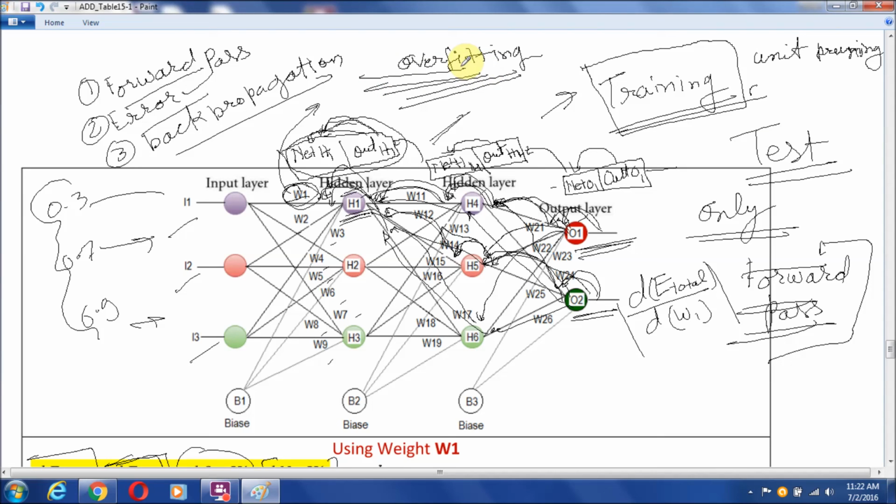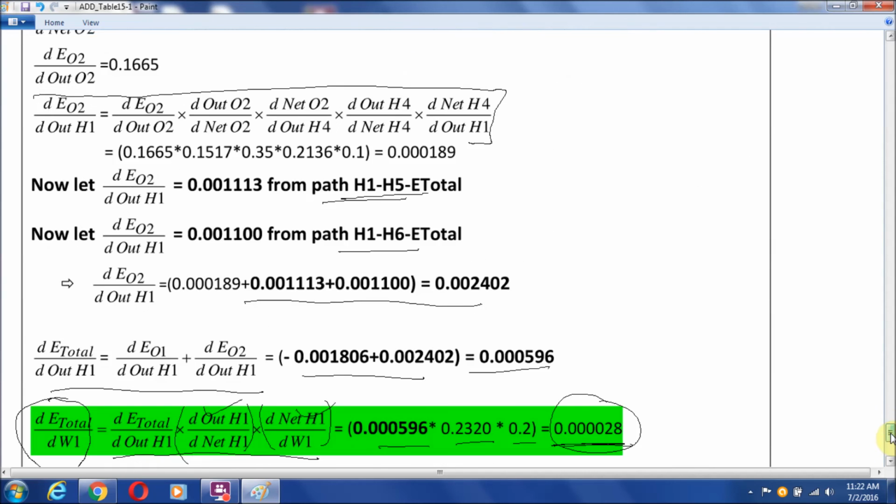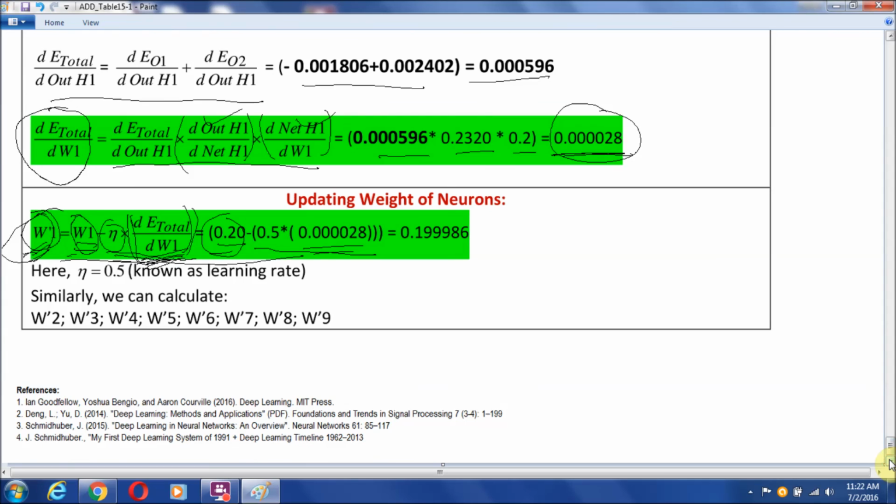So these are some references that can be used for further study of deep neural networks.